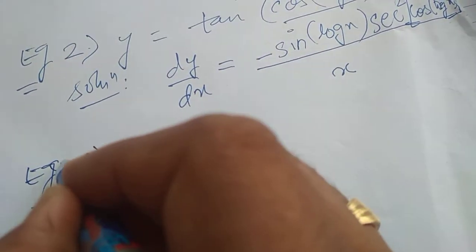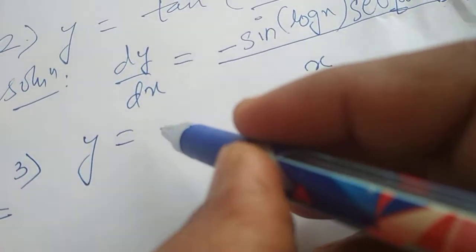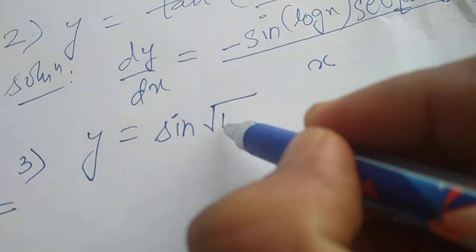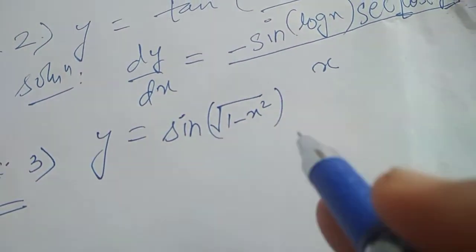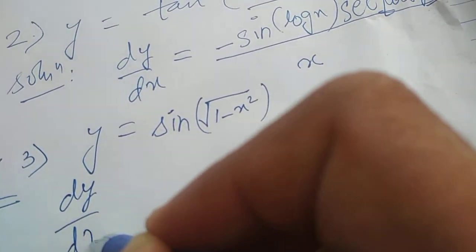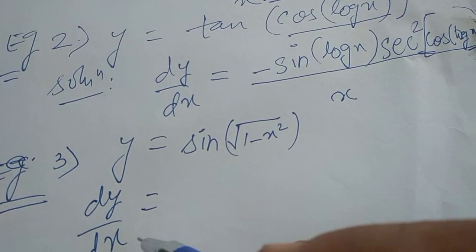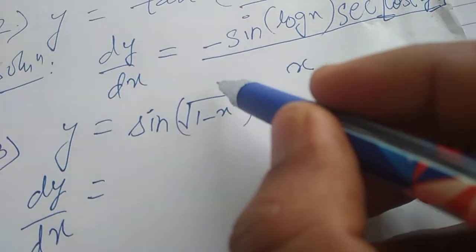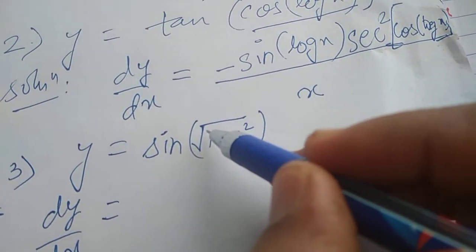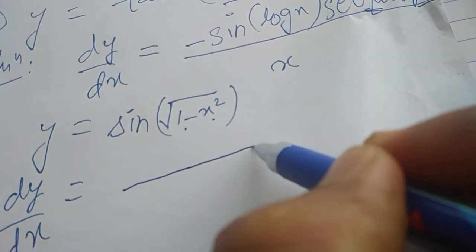We have another example. Suppose y is a function of sine of root of 1 minus x square. In this case we want to find dy by dx, the derivative of y with respect to x. How will you solve it? What is the function inside the square root sign? It is 1 minus x square. What is the derivative of 1 minus x square?